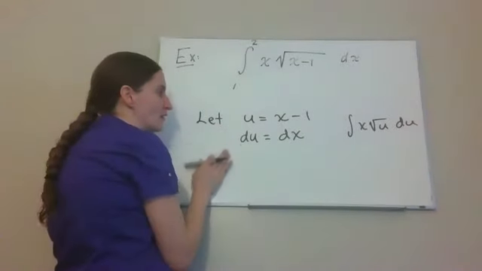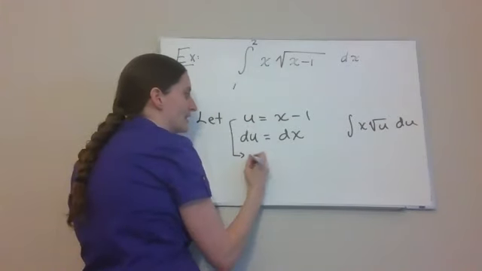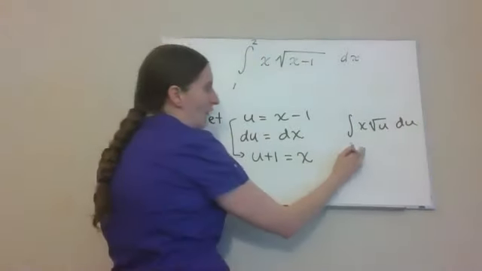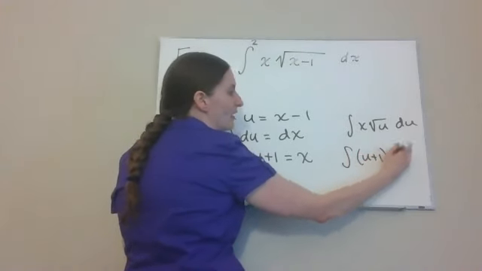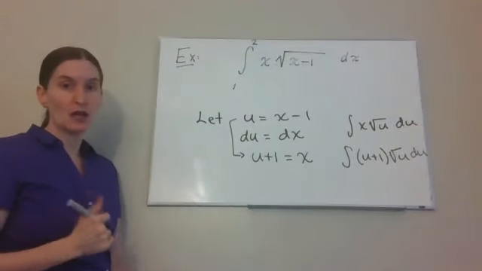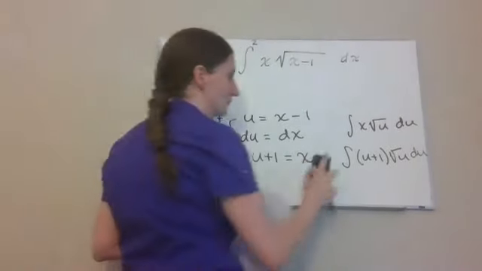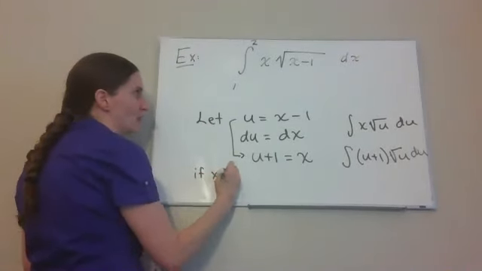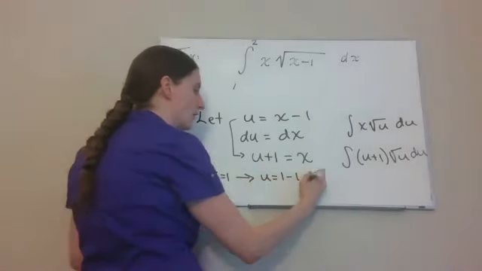Take a look at our substitution here. u is equal to x minus 1. I can solve that to get u plus 1 is equal to x. That means when I rewrite my integral, I can replace that x with u plus 1, and then I have my square root of u du. And I will have everything in terms of u, so we're good to go. All right, so that's a little more complicated, but it's not too bad. Now let's go ahead and change our bounds of integration. When x is equal to 1, I get u is equal to 1 minus 1, which is 0.